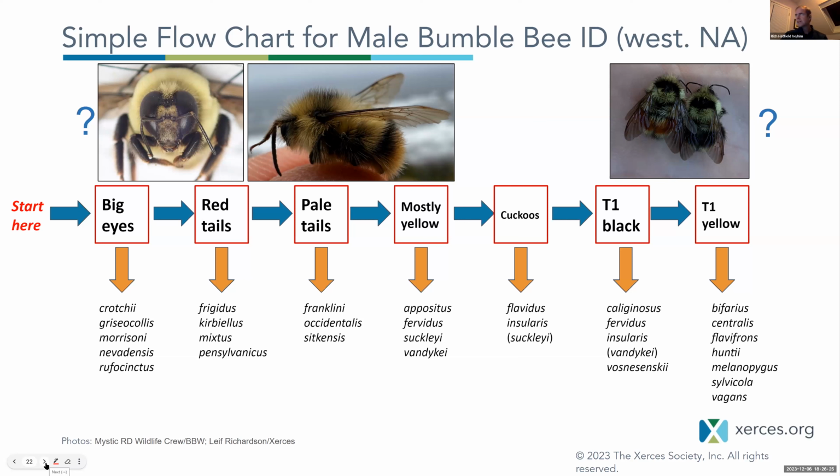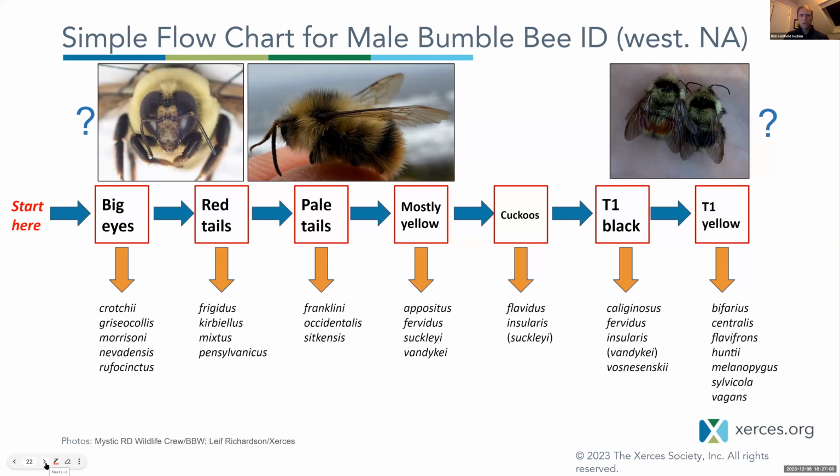So while Leaf says when you get to T1 black, in theory, you should have eliminated the big eyes, the red tails, the pale tails, the mostly yellows, and the cuckoos, you may have made a mistake. If you get confused or don't think you have the right species, you just have to remember that this is not a dichotomous key. It's not a perfect tool. It's kind of like our female guide. It's an entry point to then allow you to pick up the Bumblebees in North America guidebook or another guidebook to try to finalize a name. And that's really the goal of what we're trying to present for you here.